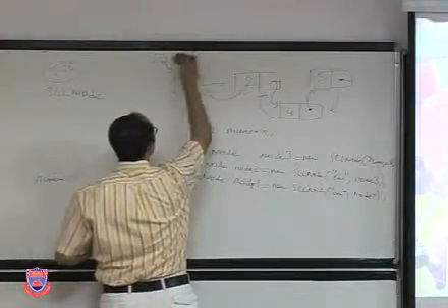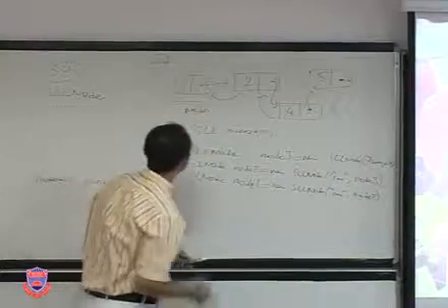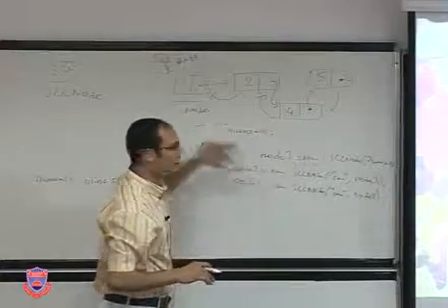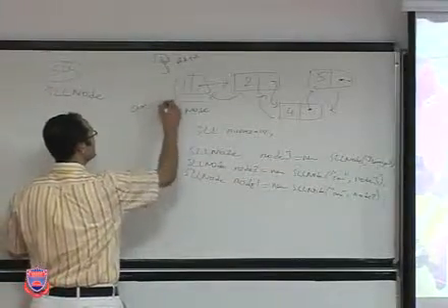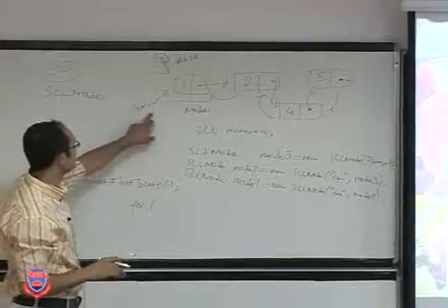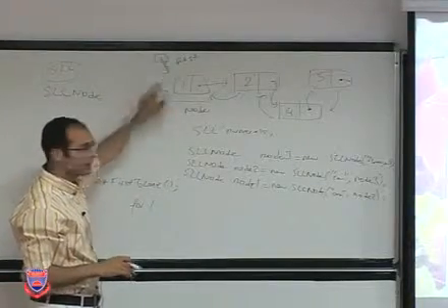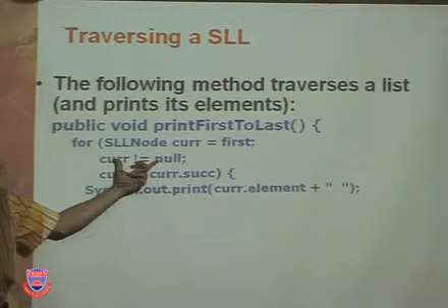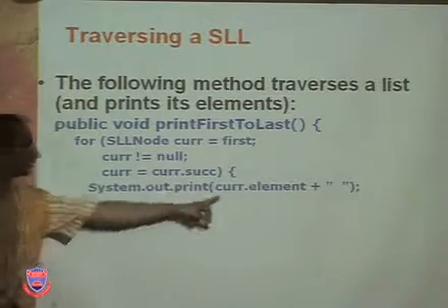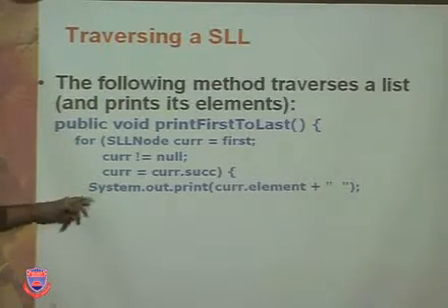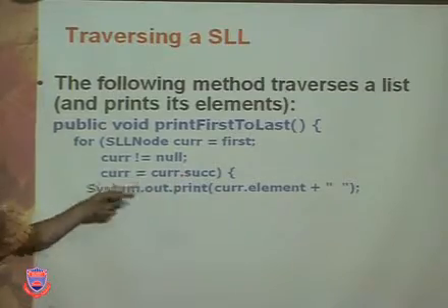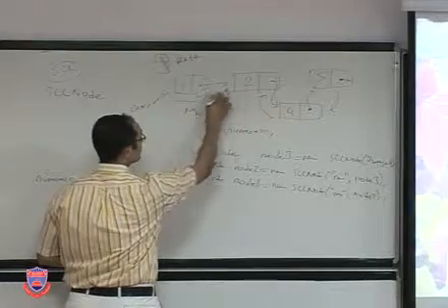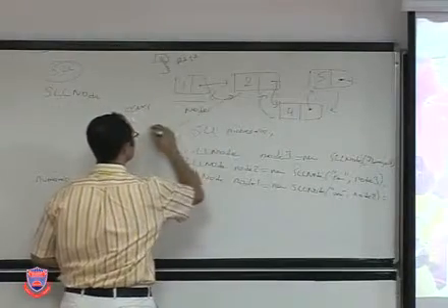So let's modify this. You'll start with the first, and then your current basically points to the same object, because I assigned current equal to the first. And then I will ask, is current equal to null? No, it's not equal to null. And then I will print out the current element on the screen. And then after that, I will update my current to be current successor, which is current dot successor pointing to this. So my current is going to be pointing to this value now.